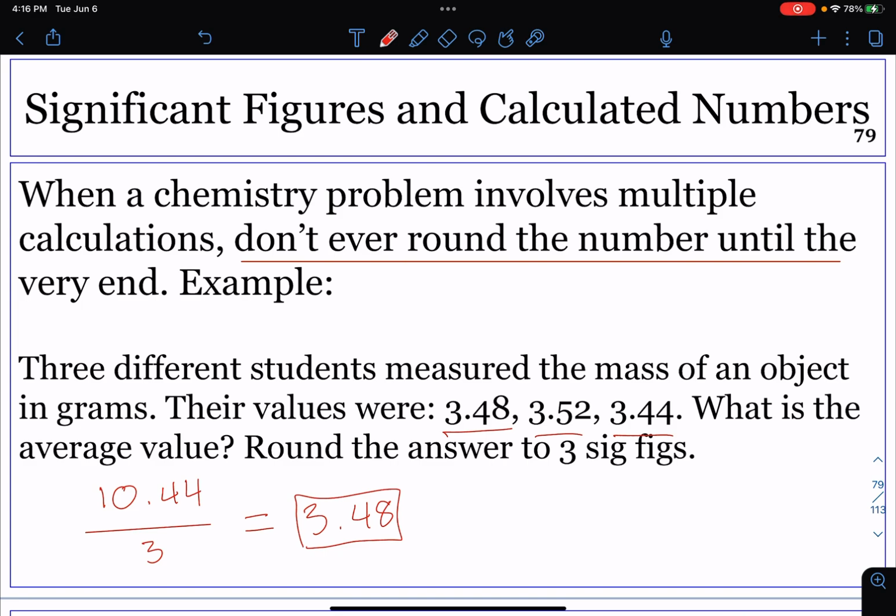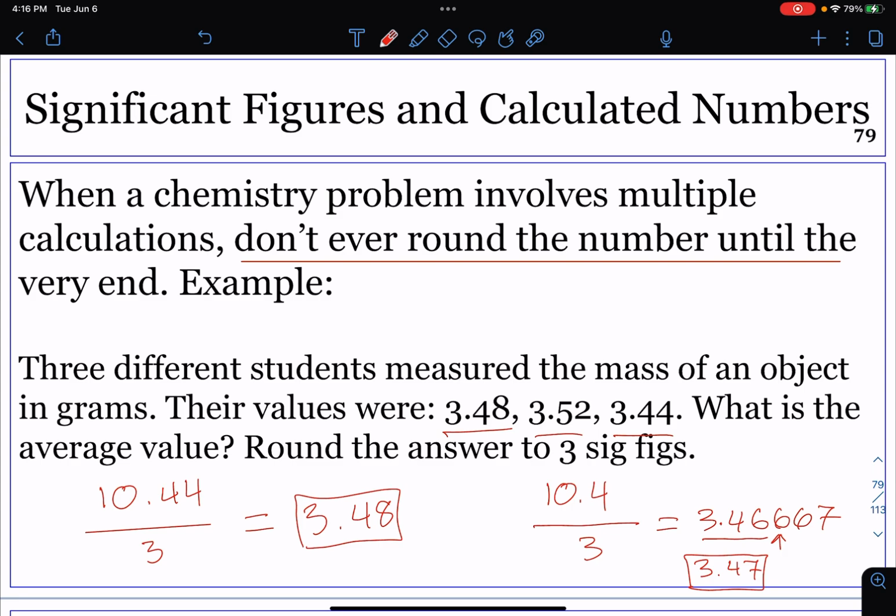But if we were to round the first value, the 10.44, to just 3 sig figs and write 10.4, then divide by 3, we would get 3.4666 repeating, and then with a 7 in the last digit there. So then this would technically round, here's your 3 significant figures, look at the 6, it would round up, so it would round to 3.47 as your answer.